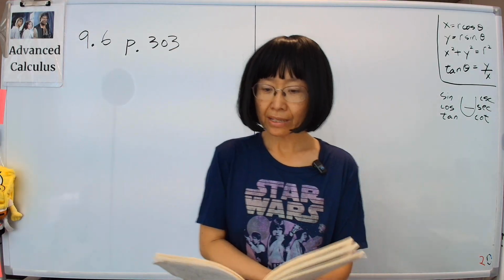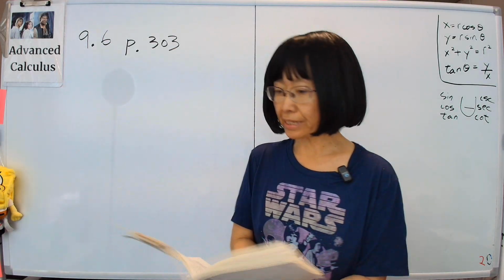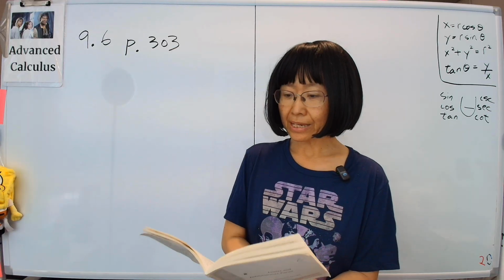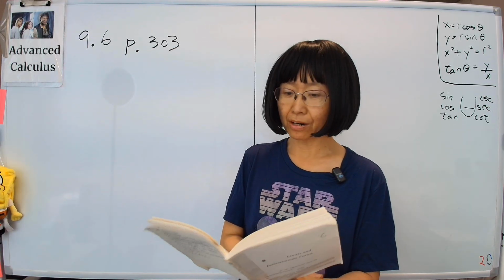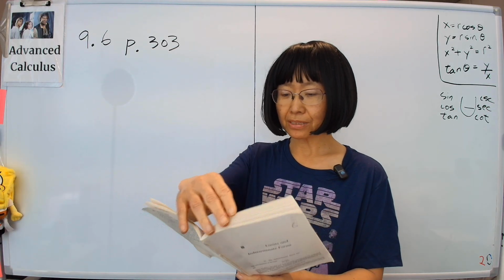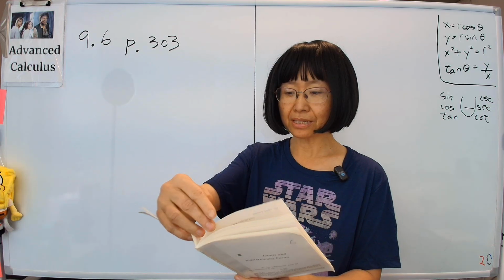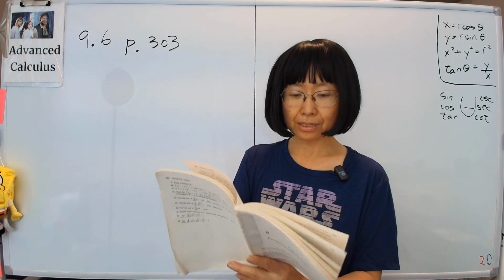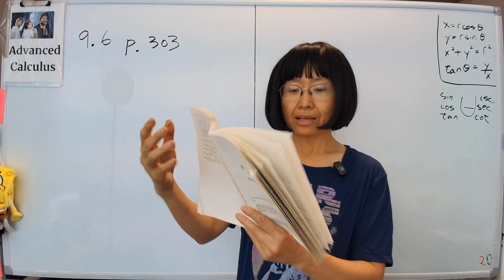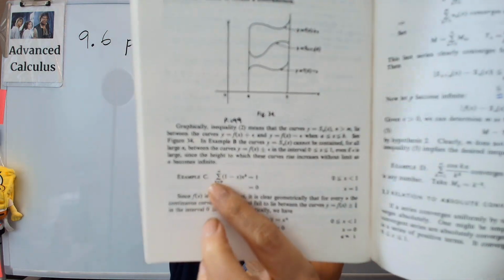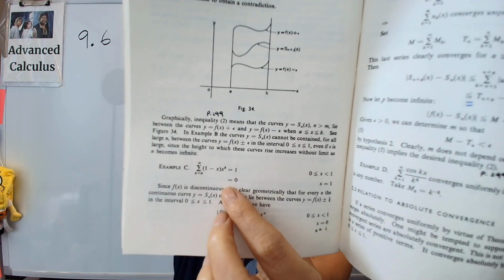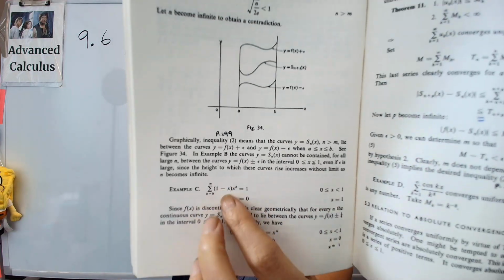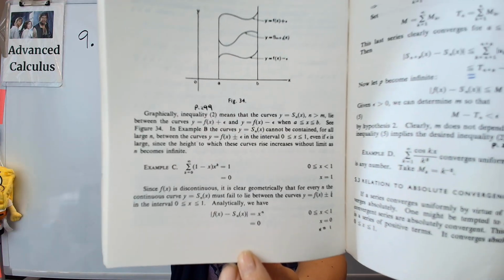So let's begin on page 303, the applications of what we have learned so far. The example: first let's reconsider example C on page 300, which is right here. Here's that example where we have a bunch of continuous functions that all converge on a closed interval, and yet it converges to something that was not continuous.